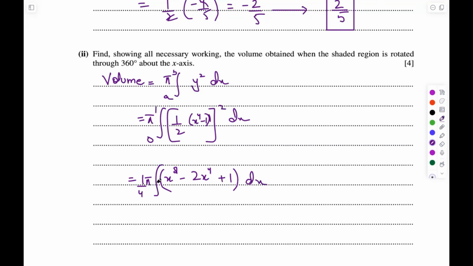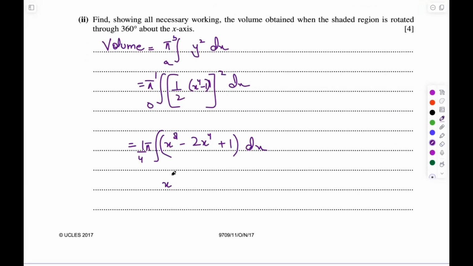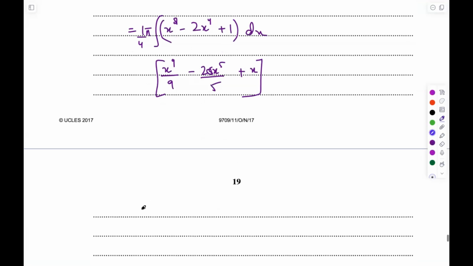Now integrating x power 8, that will become x power 9 upon 9, minus integrating 2x power 4, so that will become 2x power 5 upon 5, and integrating 1 will get x. Now substituting the limits 1 and 0, we'll get in the first place, when we substitute x equals to 1, that will become 1 upon 9 minus 2 into 1 to the power 5, which will be 2, so that will become 2 upon 5 plus 1.